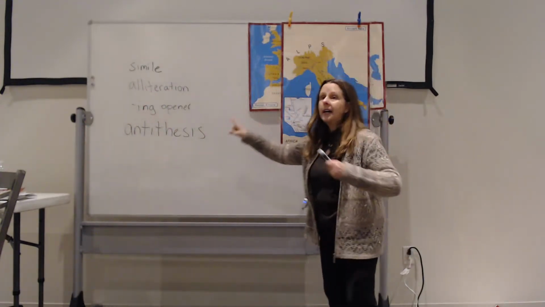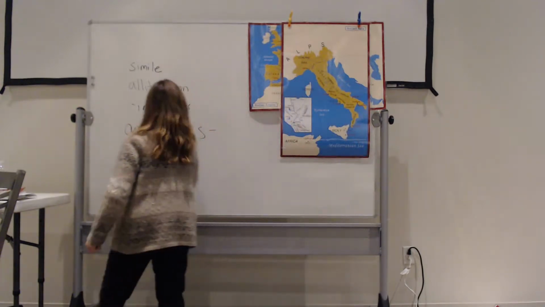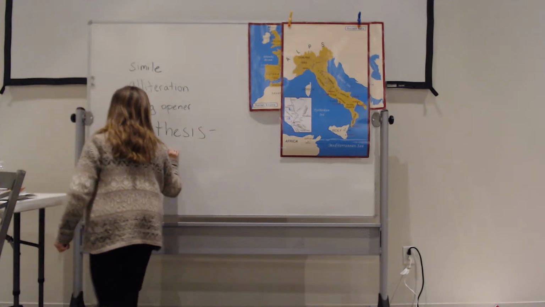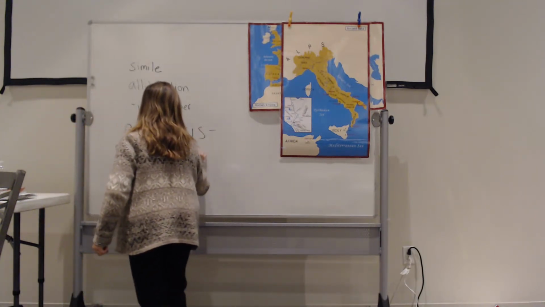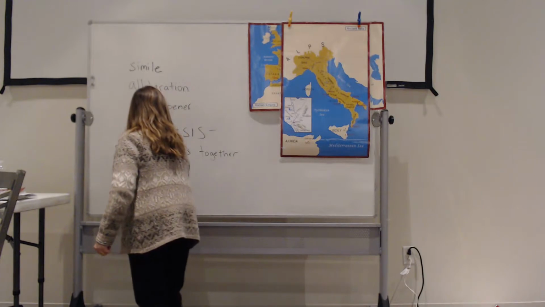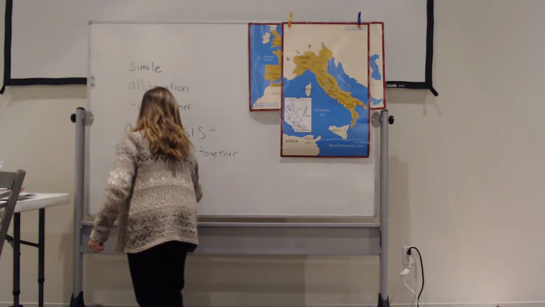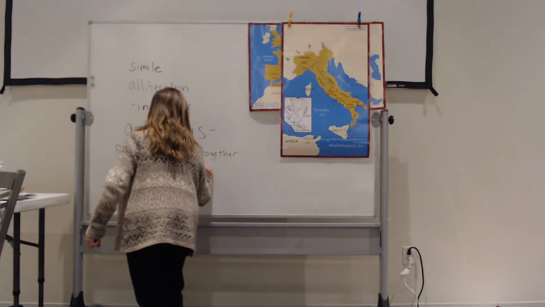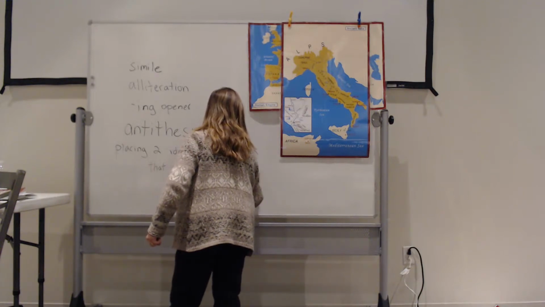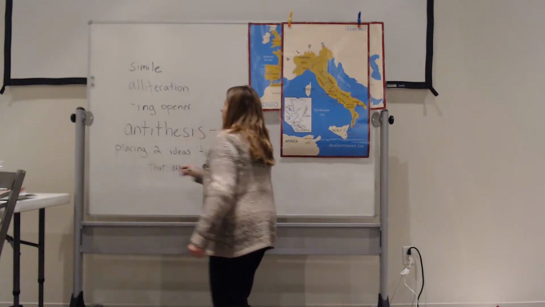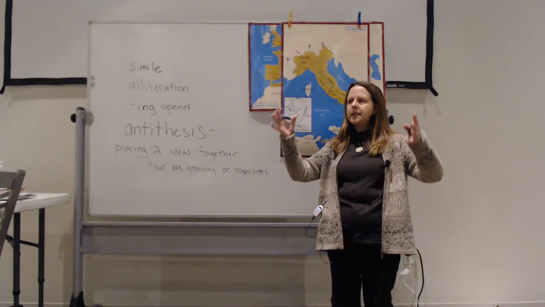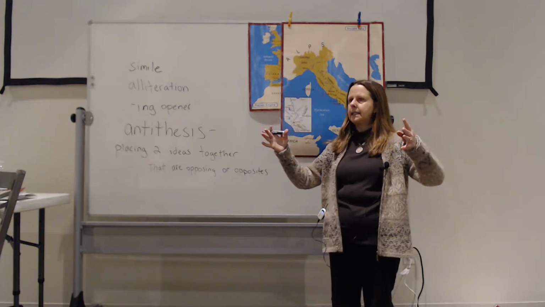Okay, so write this down, and I'm going to give you a definition. Placing two ideas together that are opposing or opposites. I'll explain what I mean by all of that. And then I'm going to give you an example to write, okay? Placing two ideas together that are opposing ideas or opposite ideas.